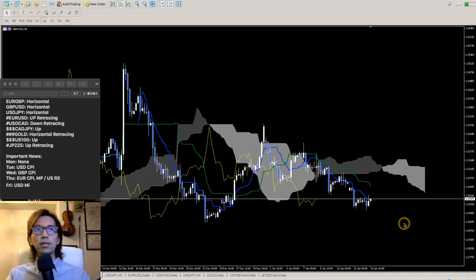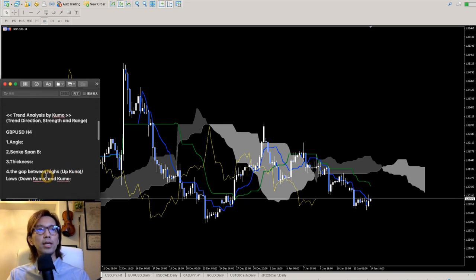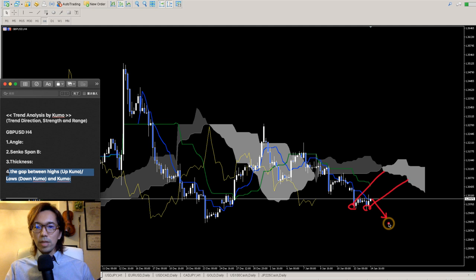And when you look at the distance, the gap between the lows and the Kumo, the fourth point that you have to look at, if you look at the lows, it's kind of far from the Kumo here, relatively far. So that means the price might keep going down gradually with a slow momentum here.